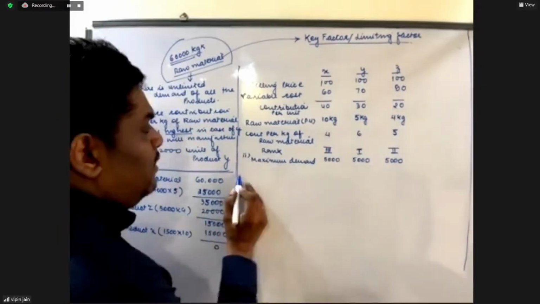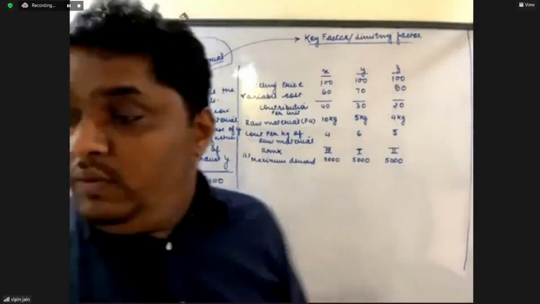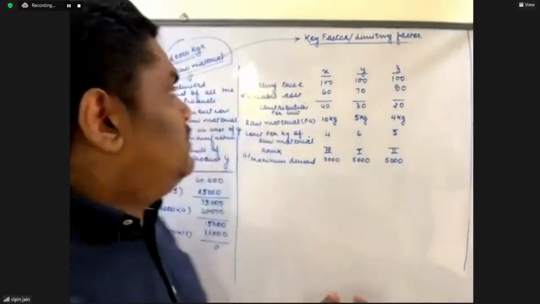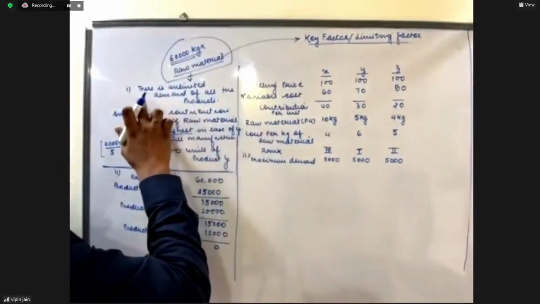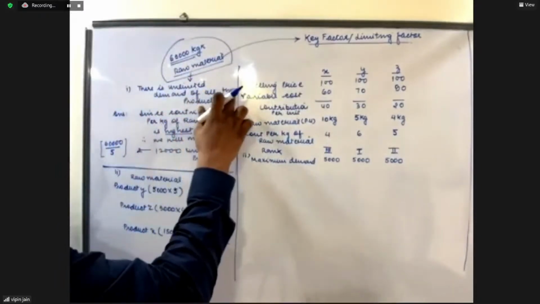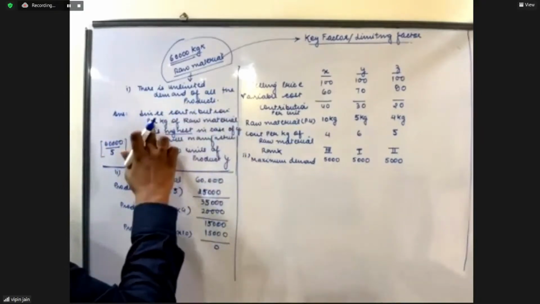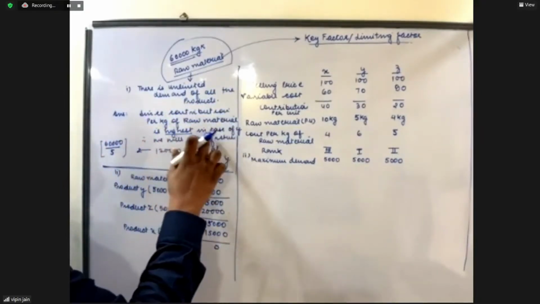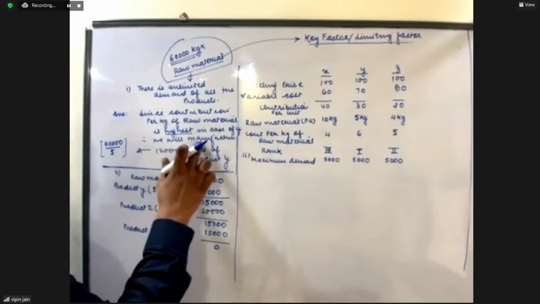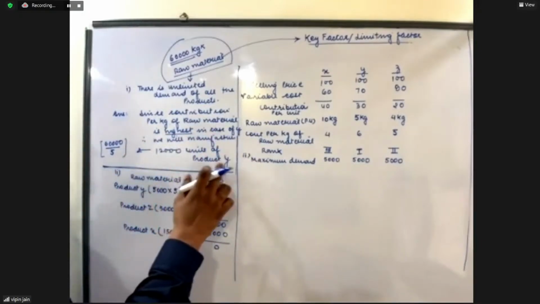So there is a query from Krishna. So Krishna, when talking about the first answer, there is unlimited demand of all the products. So since contribution per kg of raw material is highest in case of Y, so we will manufacture 12,000 units of product Y.